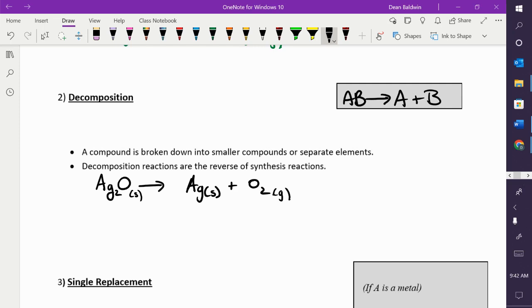But we've got to balance it. We have two oxygens on the right, so we need two oxygens on the left. But now we have four silvers, so we throw a four in front of there.